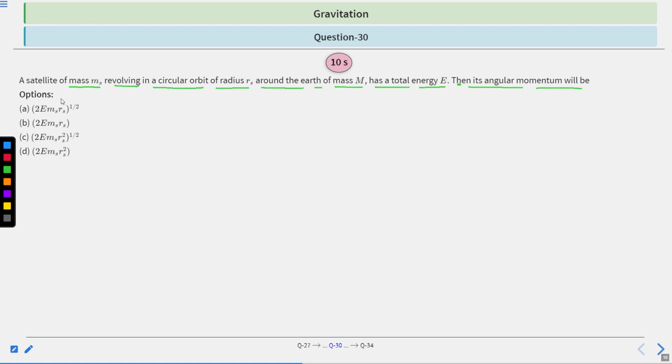Given options: option A is (2E m_s r_s) raised to the power 1/2, option B is 2E m_s r_s, option C is (2E m_s r_s squared) raised to the power 1/2, and option D is 2E m_s r_s squared. So which option is correct? Option A, B, C or D? You have 10 seconds to solve this question. After 10 seconds we will provide the solution. Clear?